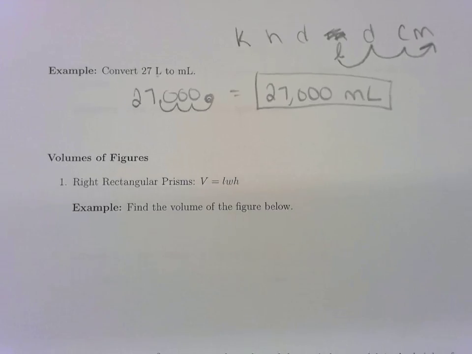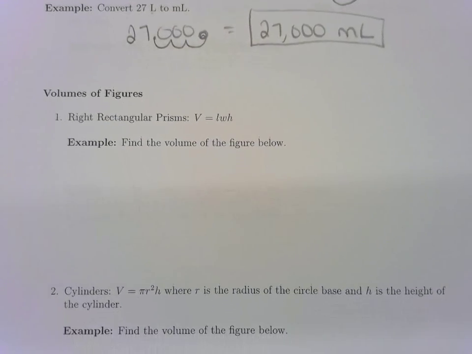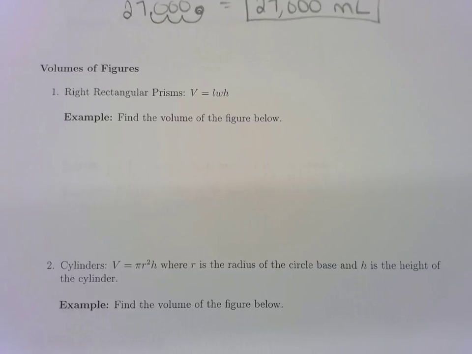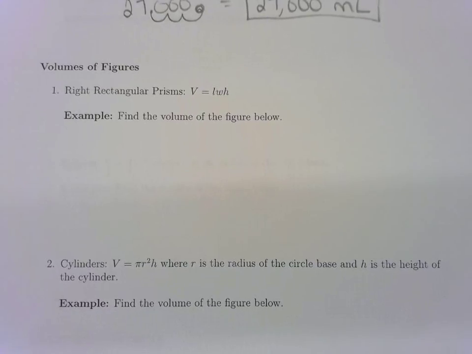Okay, so next we're going to get into volumes of figures. Okay, so we know how to convert volumes or units of volume. So now we're going to actually look at figures and figure out their volumes. The first one is a right rectangular prism. The volume is length times width times height. So this would be something like a cereal box or an aquarium.